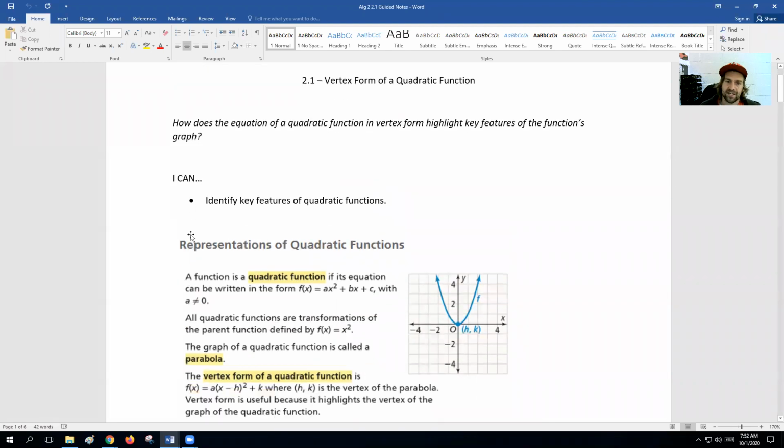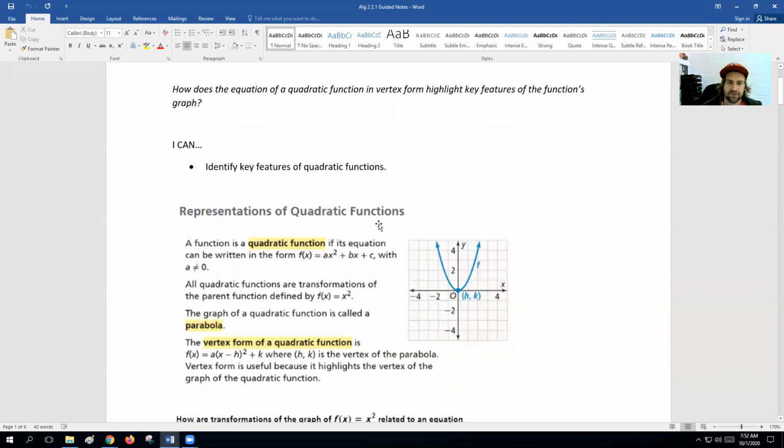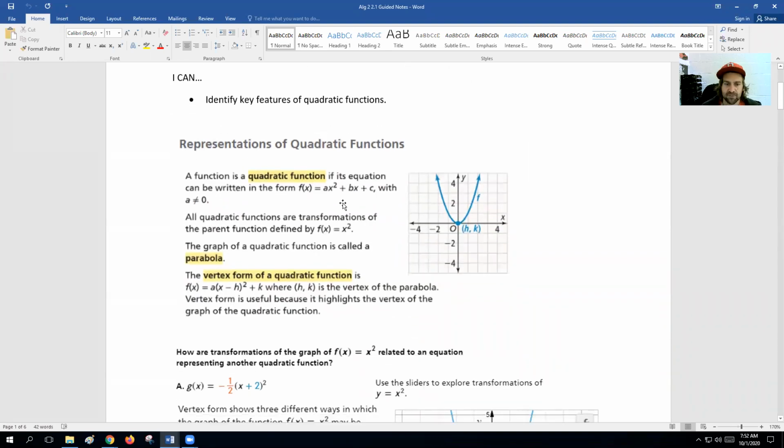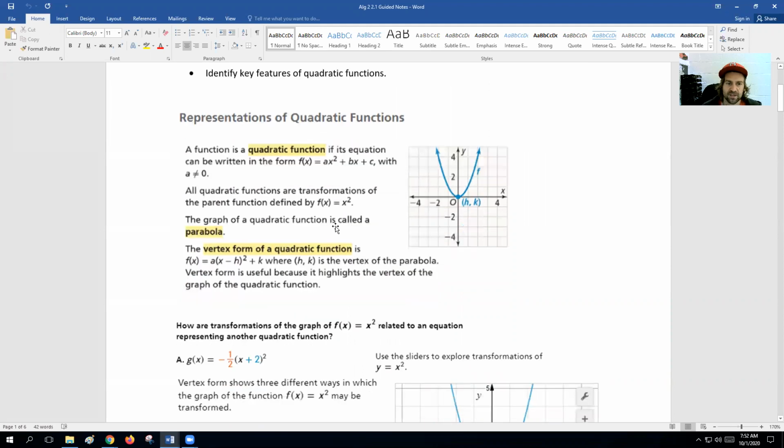So we want to make sure today, after this first part here, we can identify the key features of all quadratic functions. We're going to spend 2 days on this first section, and so we're going to just take our time with that at the beginning here. Just do some warm-up stuff.